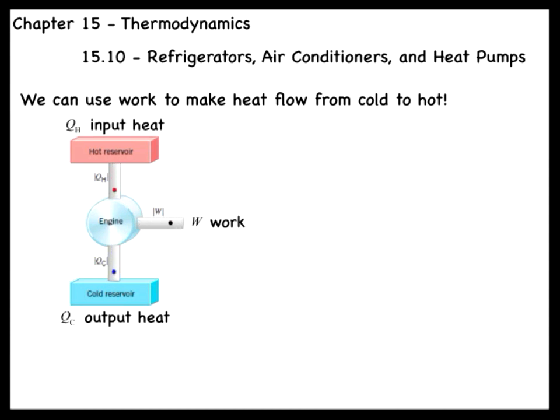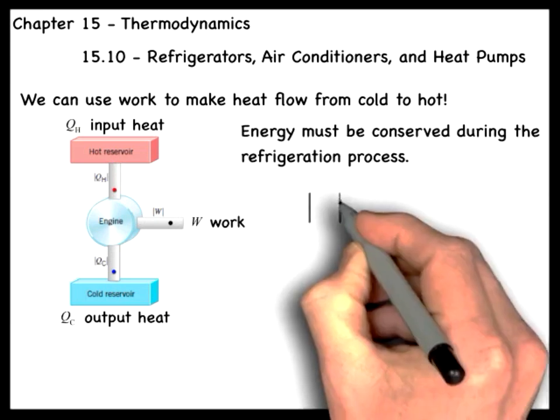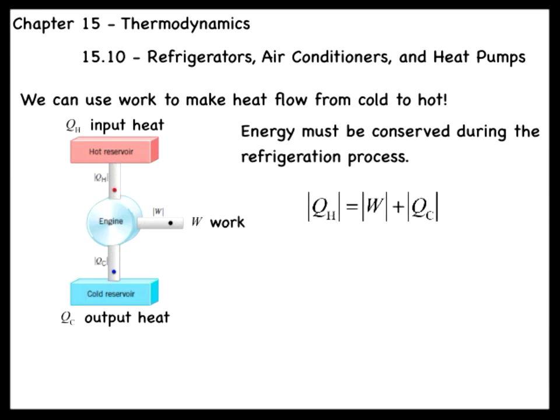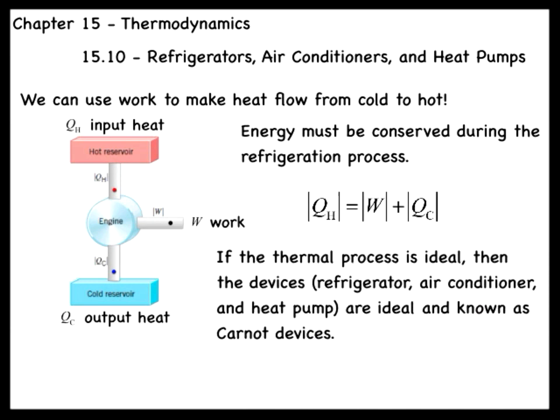This is exactly opposite the thermal process that takes place in a heat engine. Nonetheless, energy is conserved, so that the magnitude of QH is equal to the magnitude of the work plus the magnitude of QC. Moreover, if the process occurs reversibly, then the devices are ideal and known as a Carnot refrigerator, Carnot air conditioner, and Carnot heat pump. For these ideal devices, the relation in equation 15.14 applies just as it did for the Carnot engine. Let's now look at how each of these three devices operates.